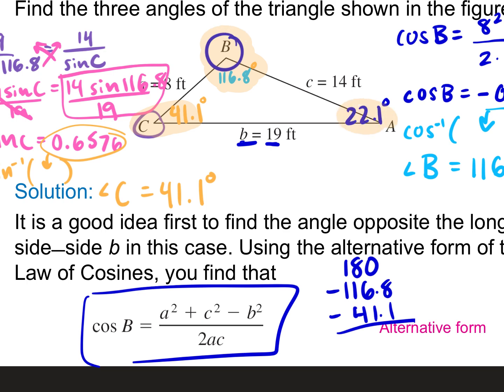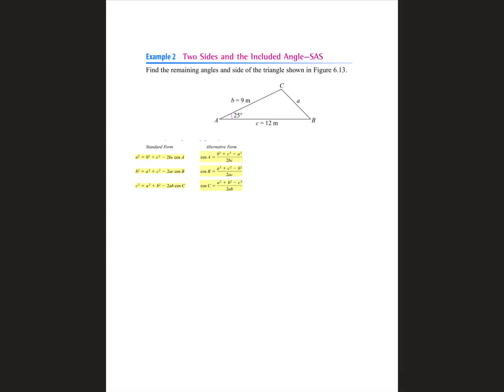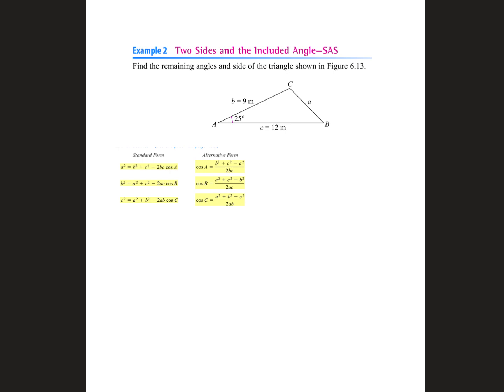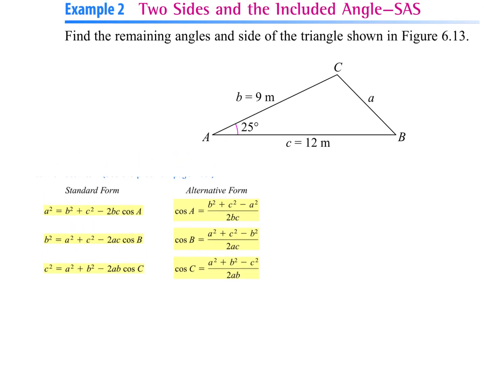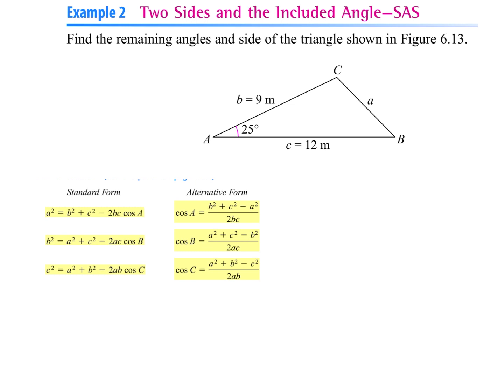So here we are given two sides and an angle. Do I have any pairs that I could use law of sines with? No, so I have to use law of cosine. So if I'm given a side, angle, and side, would I use standard form or alternative form? Standard form. So which side are we looking for first? A, because it gave us angle A, so I'm going to use the first one.